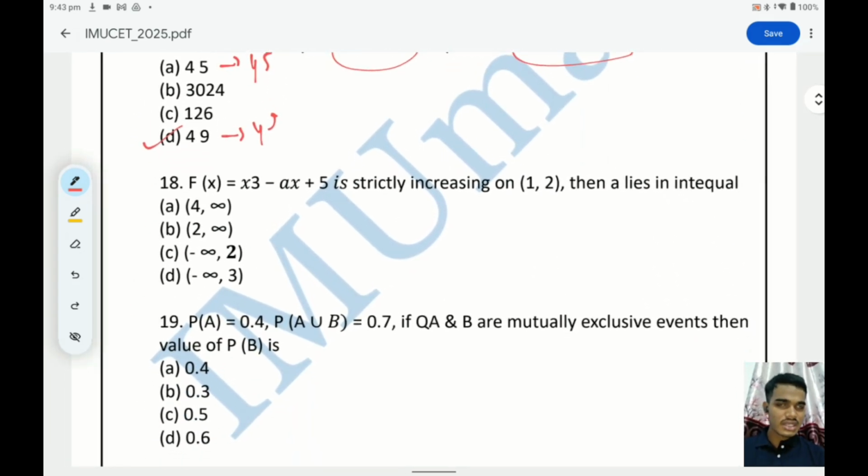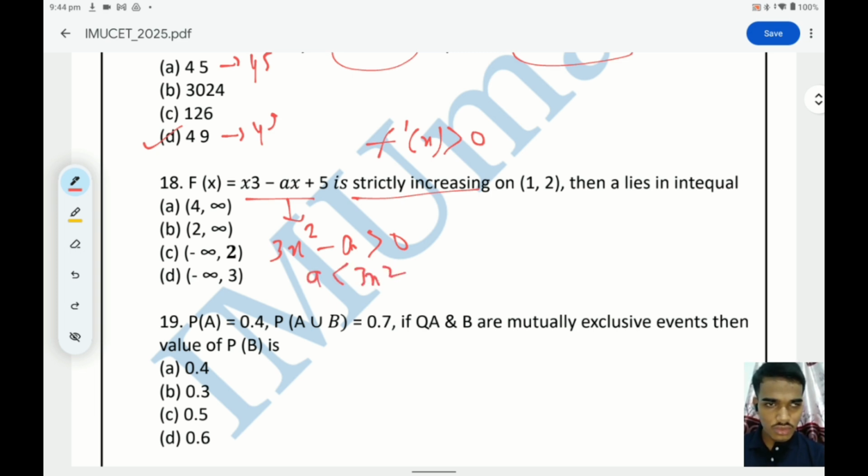Here f(x) is given and it is strictly increasing. Strictly increasing means f dash x is greater than 0. Okay, and now here f dash x will be 3x squared minus a. That will be greater than 0, and if we solve it we will get a is less than 3x squared. Okay, and f(x) is strictly increasing in this region, and we get here a is always less than 3x squared.